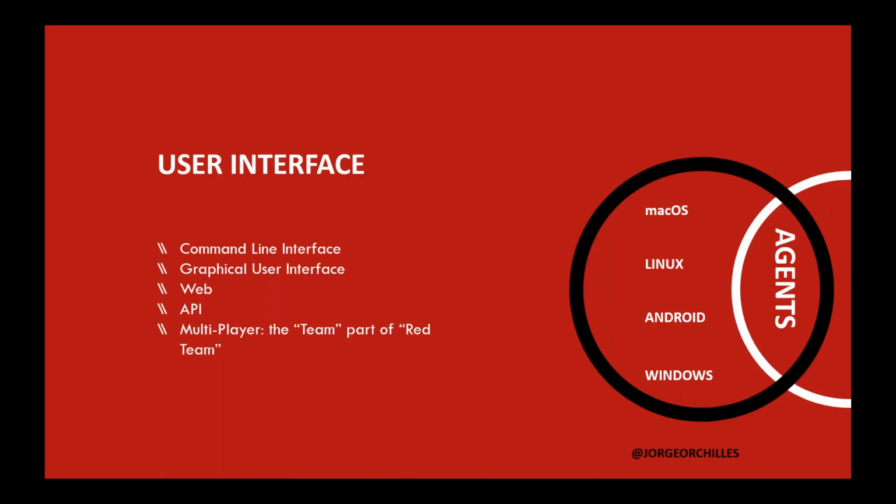Then we looked at user interfaces. A lot of them were command line interfaces only. Some had some sort of graphical user interface. Some allowed a web interface, generally multi-user, where different people can log in and interact together like a team. And some have APIs. So we added all those as factors to look into as well. And then agents. Where can you create agents for? Can you create Windows payloads? Can you create Android, Linux, or Mac?